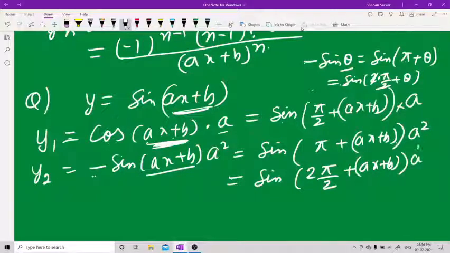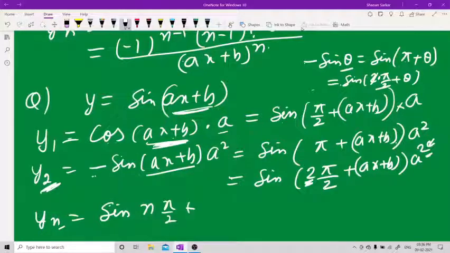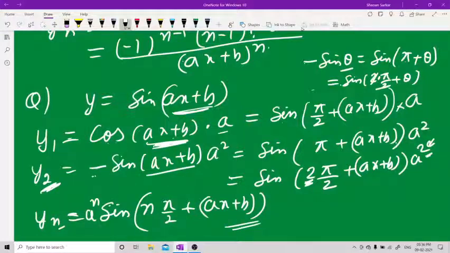So let's come straight to the nth derivative. For 2, you have 2 here and a 2 here. So for the nth derivative, you have sine of n pi by 2 plus ax plus b, whole like this. You can write a to the power of n here, no problem. So this is the way you need to do it.